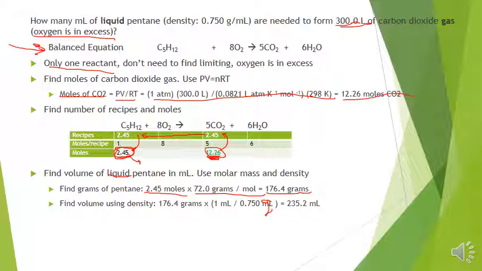The density is 0.75 grams per mil. Okay, and you can do this different ways. You can take this and divide it by the density, or you can set it up in dimensional analysis. So it'll be 176.4 grams times, and we can flip this so that grams cancel out. And then you end up with 235.2 mils of liquid pentane. Okay, when you combust that, it's going to produce 300 liters of carbon dioxide at 1 atmosphere and 298 Kelvin.